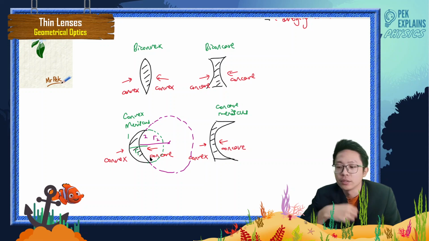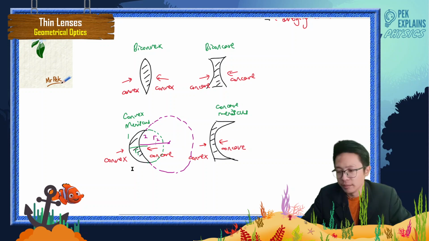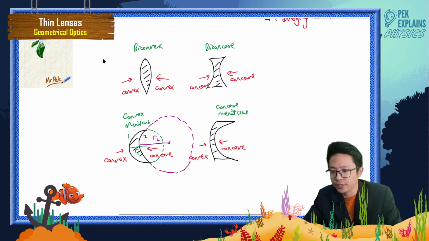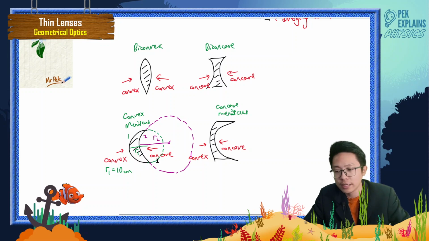So if the question gives you a lens that has a convex surface with radius, maybe this radius R1 is 10 cm, but with a concave surface with radius maybe 20 cm, this is radius R2.